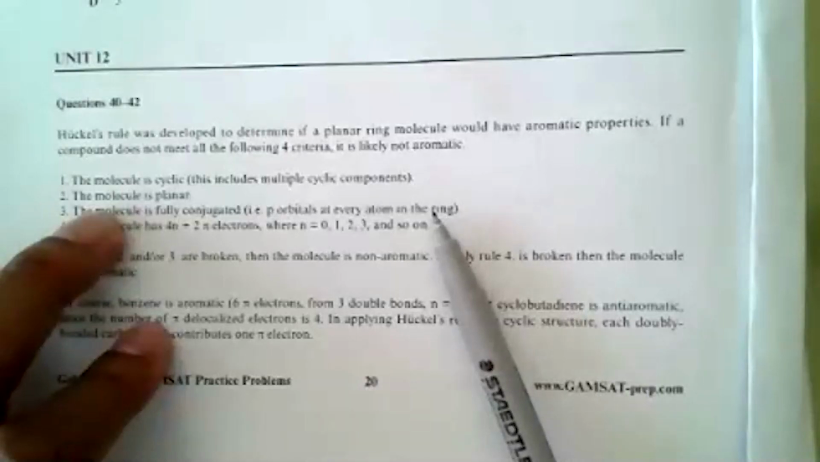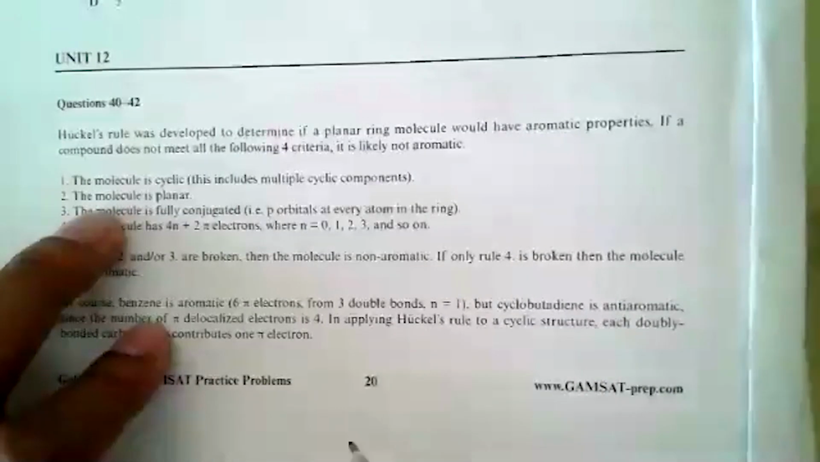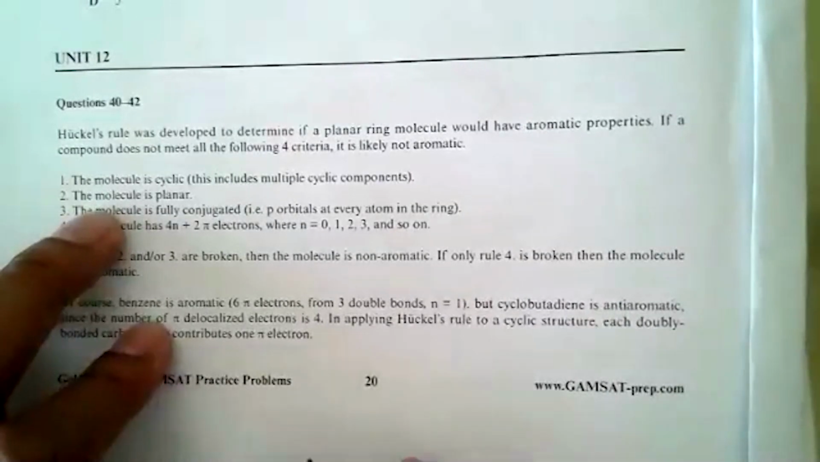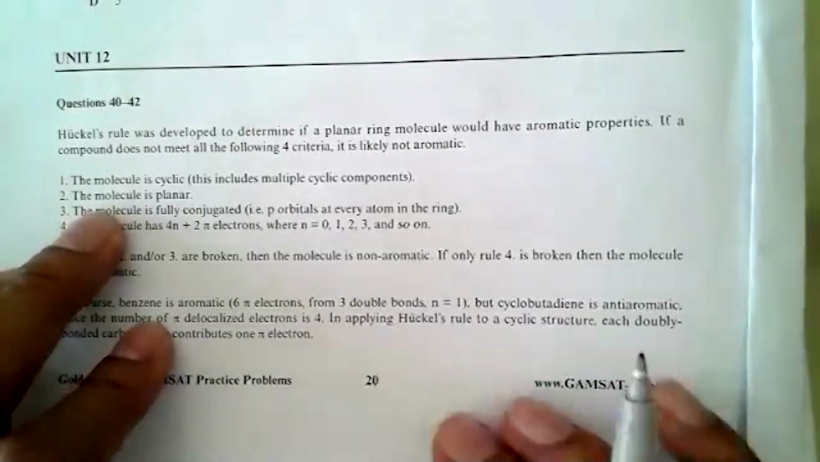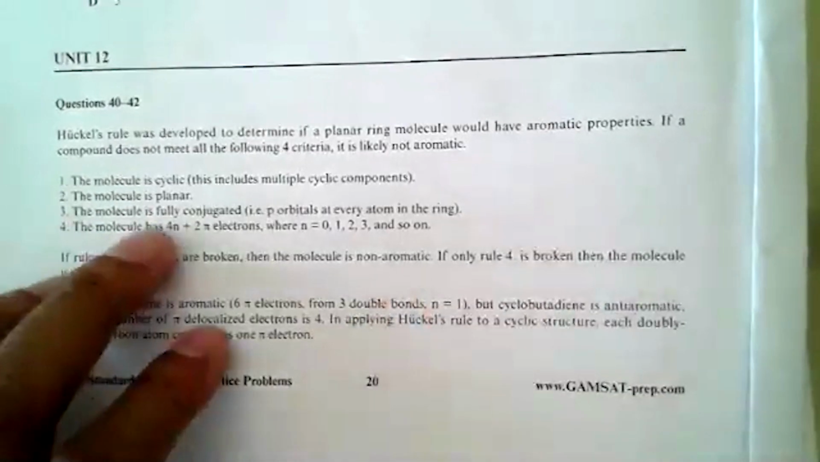The molecule is planar. Planar means flat. In this particular unit, it tells you that all the molecules are flat, so ignore that rule. Sometimes Acer doesn't even give you the rule. Sometimes they give it to you, sometimes they don't, because they don't want you to worry about that rule. Then, the molecule is fully conjugated.